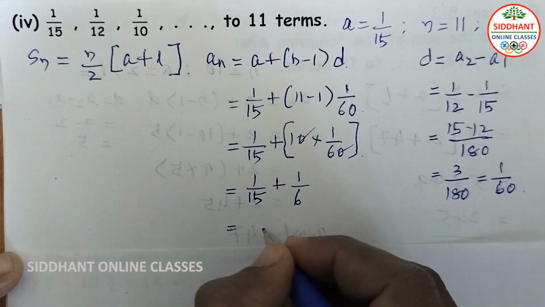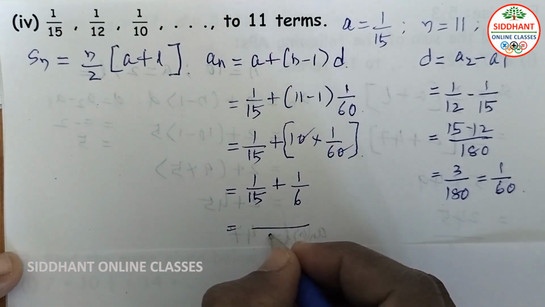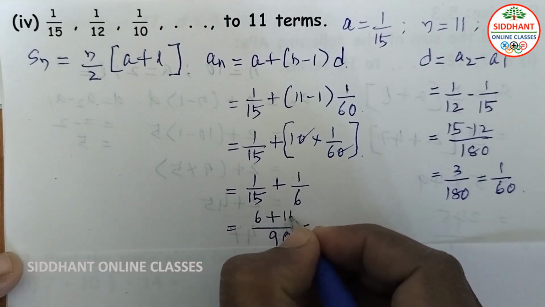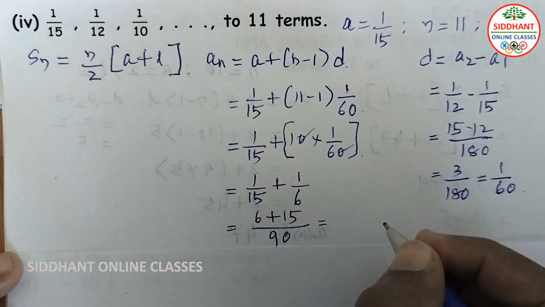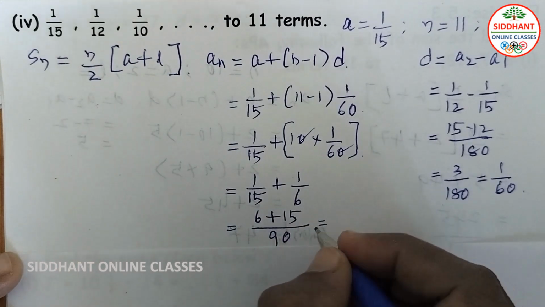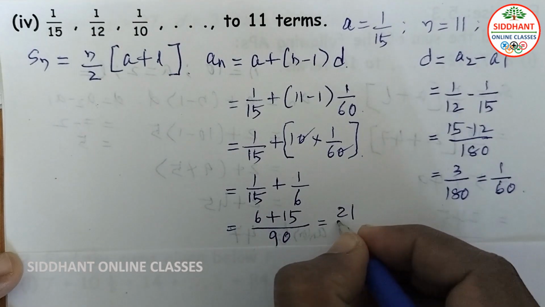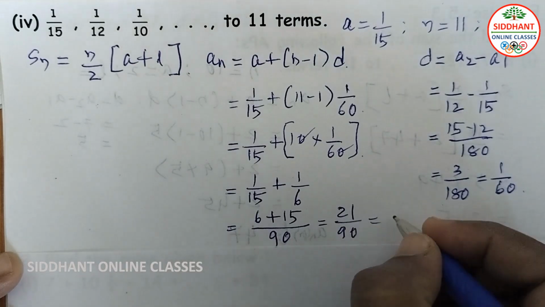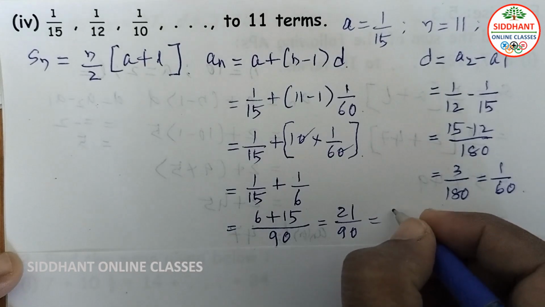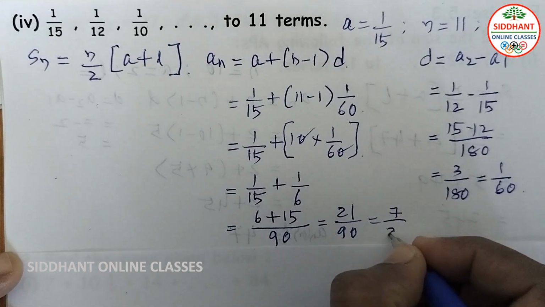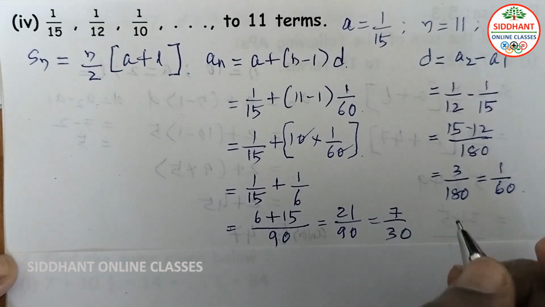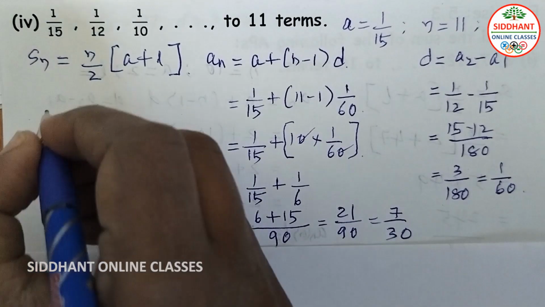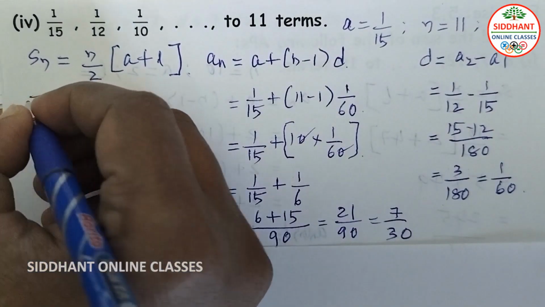Now when you take the LCM, we get 90 here, and 6 plus 15, which is 21 by 90. Upon simplification, 3 7s are 21, 3 30s are 90, and we get 7 by 30. So this is the L value. The L value is 7 by 30. Now we put it in the sum formula.